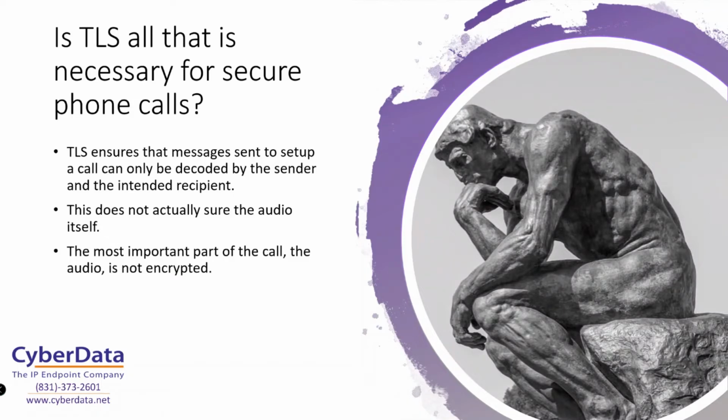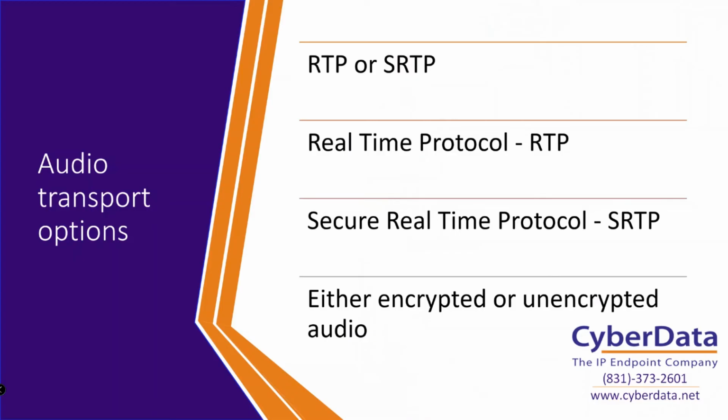So if you're doing TLS and thinking that your phone system is secure without doing SRTP, you're doing yourself a disservice because you're not encrypting the most important part of your call, what you're actually talking about. So then we get into audio transport options, which go hand in hand with your SIP transport options. SIP transport options just set up the call, and then RTP, or real-time protocol, or secure real-time protocol, actually get the audio from the sender to the receiver, and then vice versa.